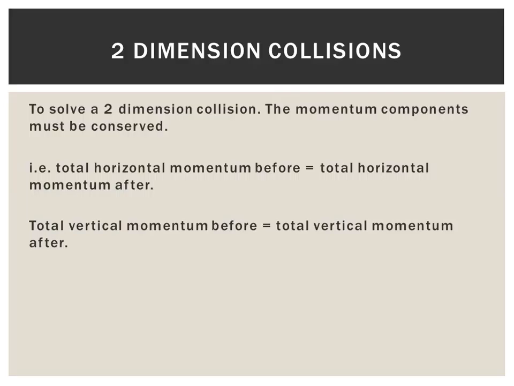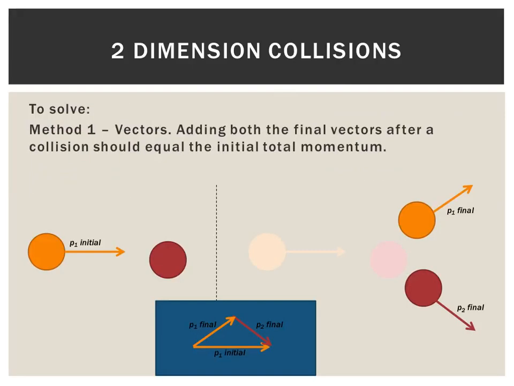To solve, we could do two things. One is we look at the total horizontal momentum before equals total momentum after, or we could look at the vectors. So to solve using vectors, the vector P1 coming in here must be equal to the two added up afterwards. Okay, so the final P1 and the final P2 will give us the initial P1 added together.